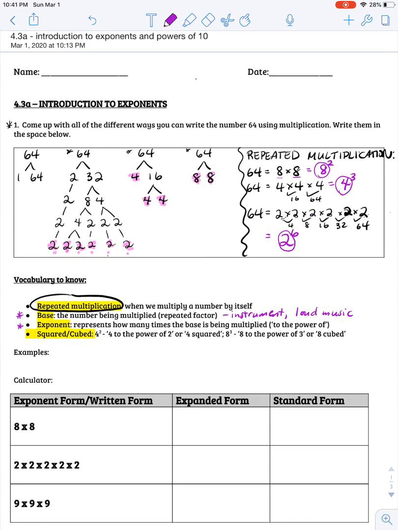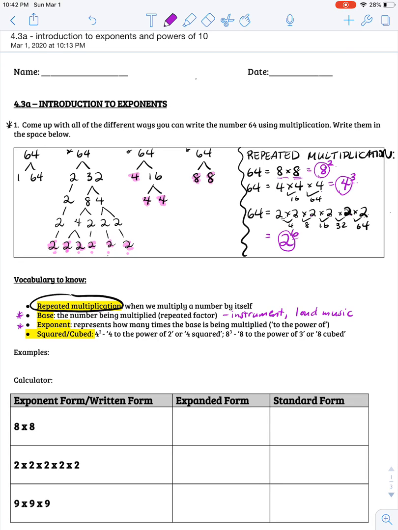It represents how many times the base is being multiplied. And we often say "to the power of." So again, in the first example, 8 times 8, 2 is the exponent because 8 is being multiplied twice. In the second example, 3 is the exponent because 4 is being multiplied 3 times. And then finally, in the last example, 6 is the exponent because 2, the base, is being multiplied 6 times.